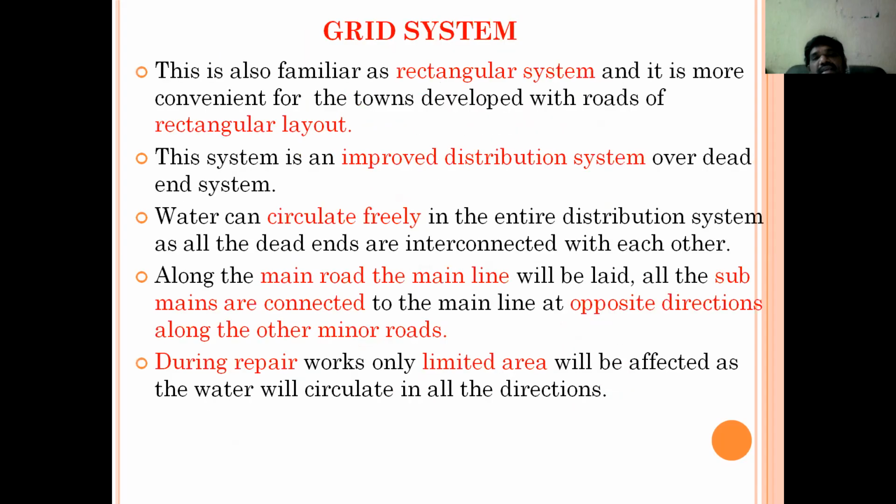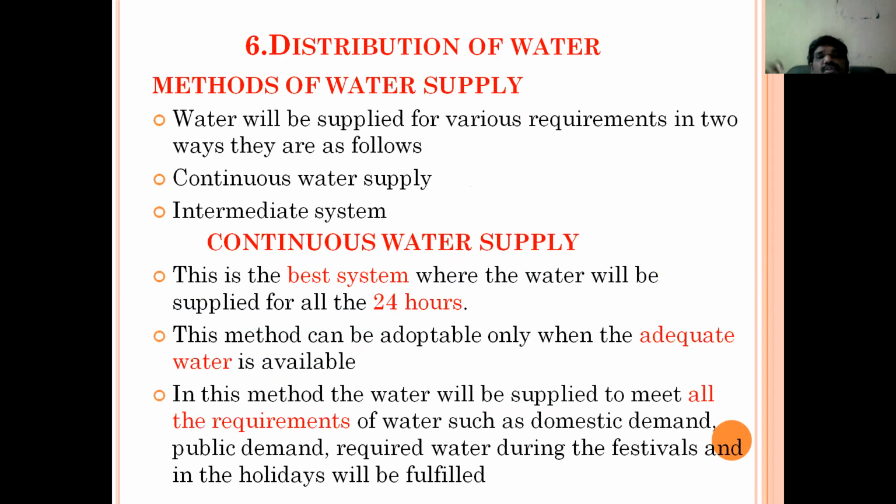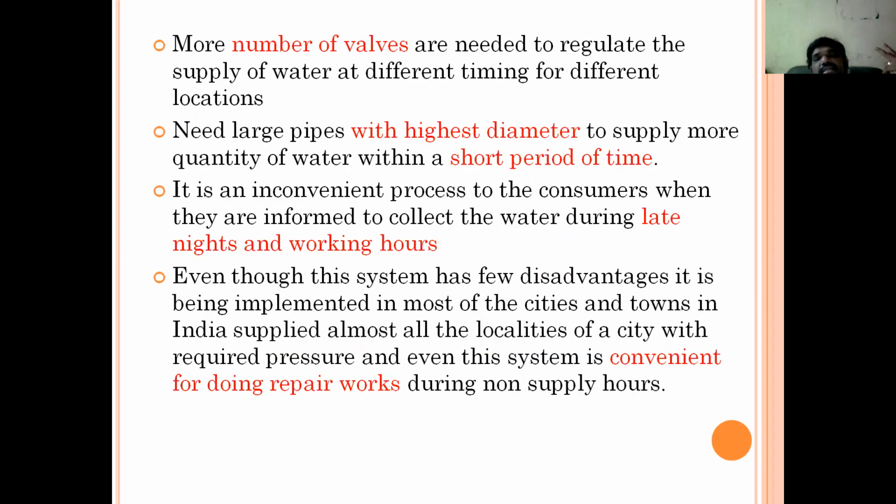See here, have a look here. Let us see what we discussed in 6th unit. Distribution of water, methods of water supply system. We have seen two types of water supply. One is continuous water supply. The other one is intermittent water supply, that is intermittent system.